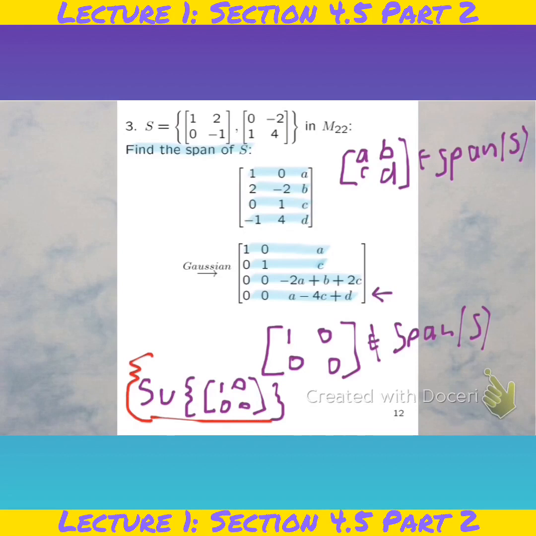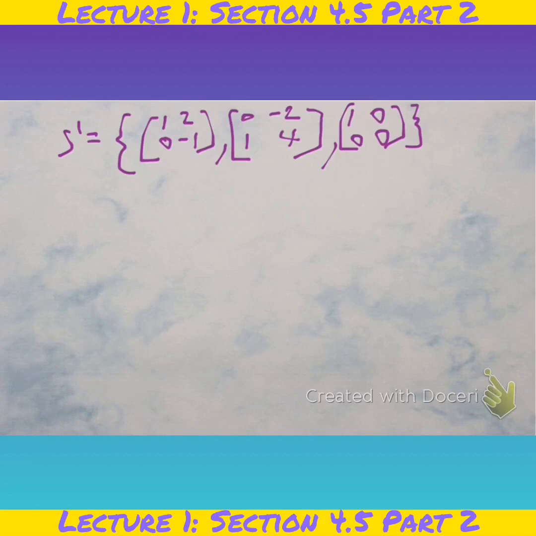Now, what is the dimension of M22? The dimension of M22 is 4. So I'm still short one vector. So I need to take this new linearly independent set and further extend it. Alright, so there's my new set S prime. It's got 3 vectors. It's linearly independent. Now I need to go through the process again. I need to pick another vector that's outside of the span of this set. Don't have to check linear independence. I know it's linearly independent by the plus-minus theorem.